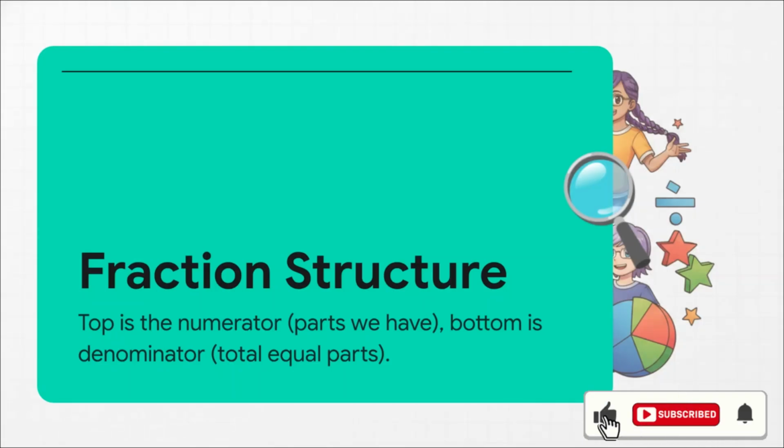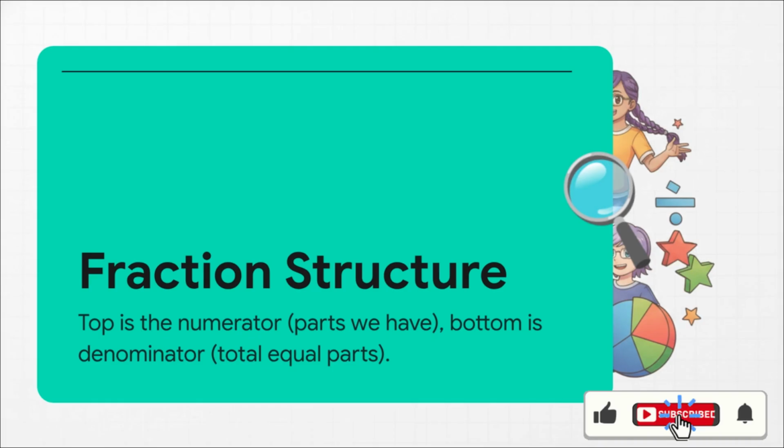Now, to write this down mathematically, we use 2 specific terms you've probably heard before. The top number is the numerator, and that literally tells us the number of parts we actually have in our hands. The bottom number, well, that's the denominator, which tells us the total number of equal parts the whole thing was divided into.